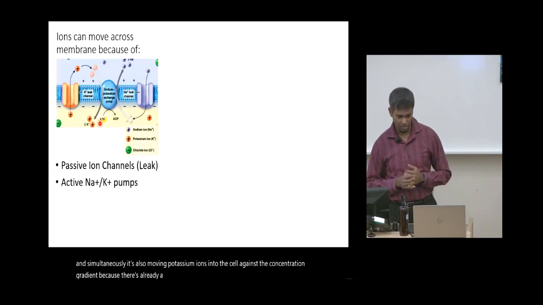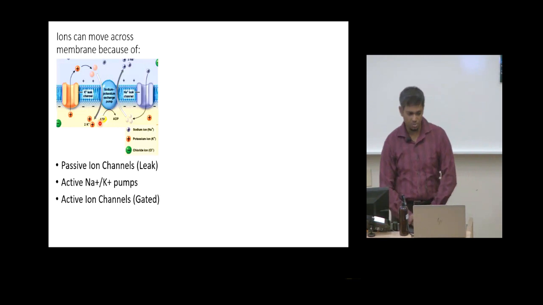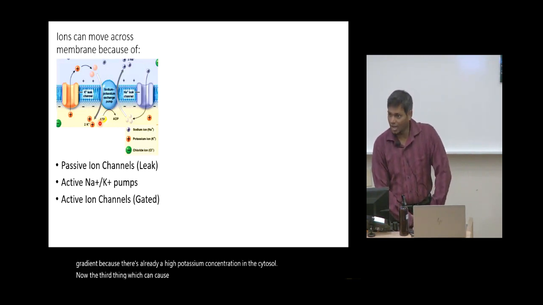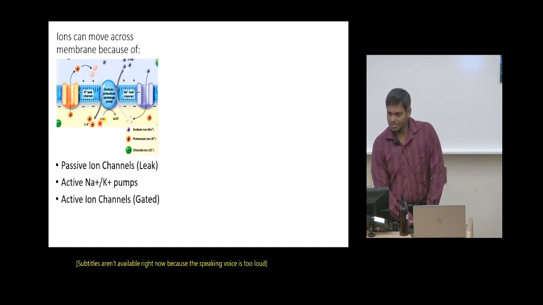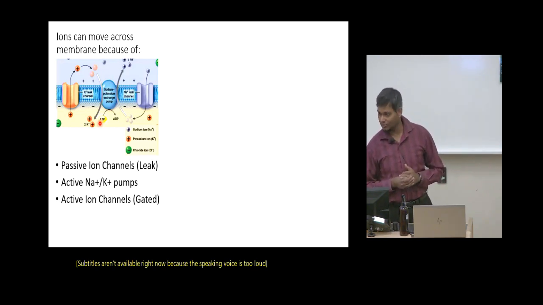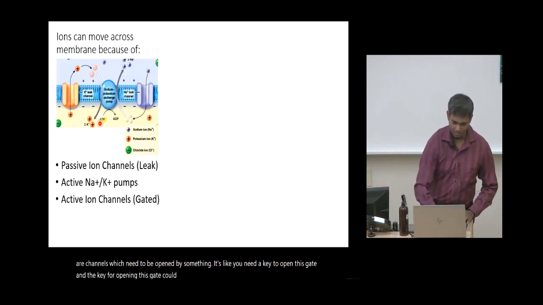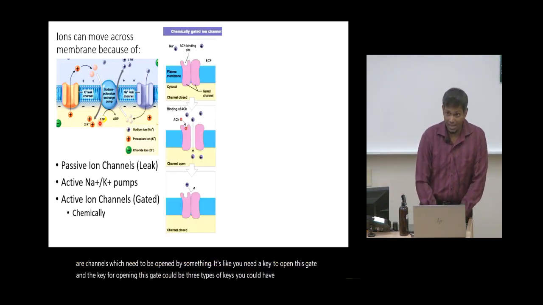concentration in the cytosol. Now the third thing which can cause ions to move are active ion-gated channels. And these are channels which need to be opened by something. It's like you need a key to open this gate. And the key for opening this gate could be three types of keys. You could have a chemical key or a ligand.